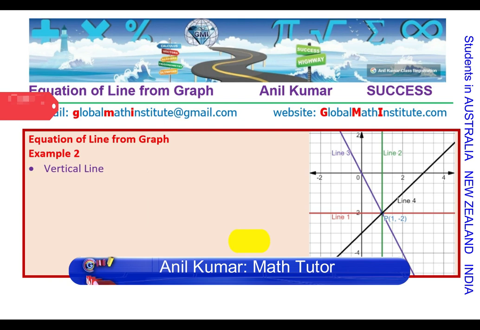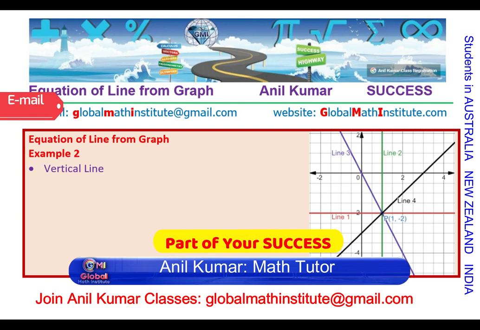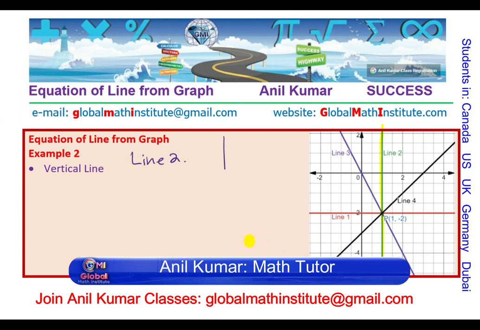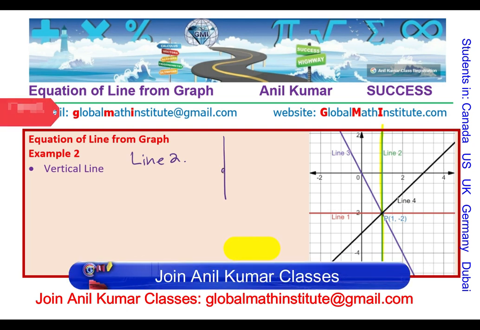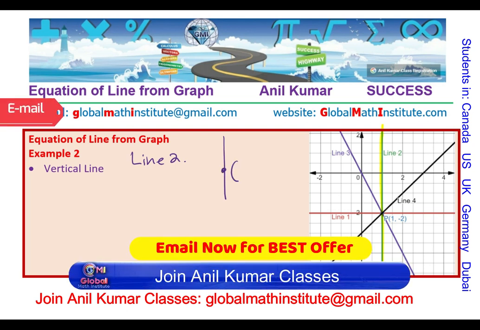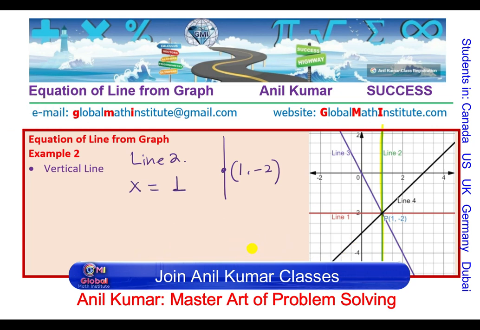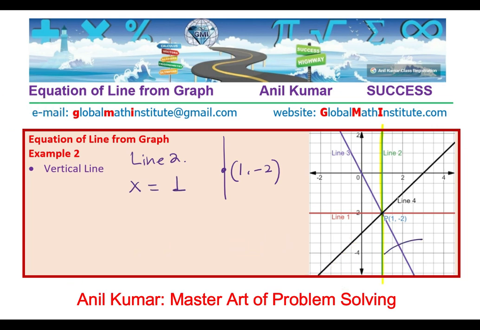Well, let's extend the same concept to a vertical line. The vertical line in this particular case is line 2. As you can see, line 2 is a vertical line which passes through a point which is, in this particular case, P (1, -2). You see, at every point, the x value is 1, and therefore the equation of this vertical line is x equals 1.